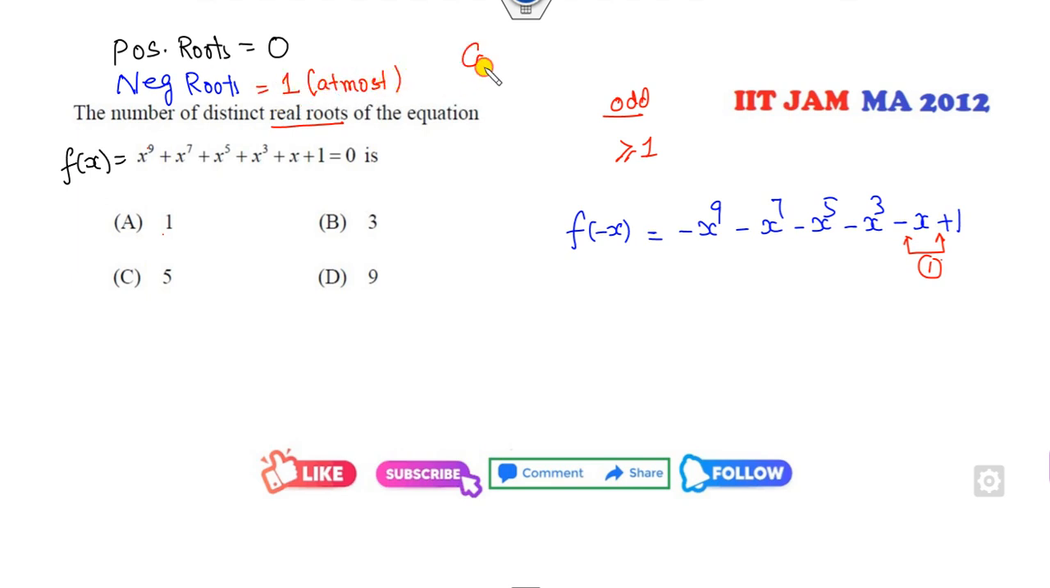So what are the complex roots? The degree is 9, so 9 minus 1 is 8. What is the right answer? The number of real roots is 1. Again, it can never be 0, because if negative roots are also 0, then the complex roots will be 9, which is not even. Therefore, the maximum number of distinct real roots is 1, and that is the negative root.